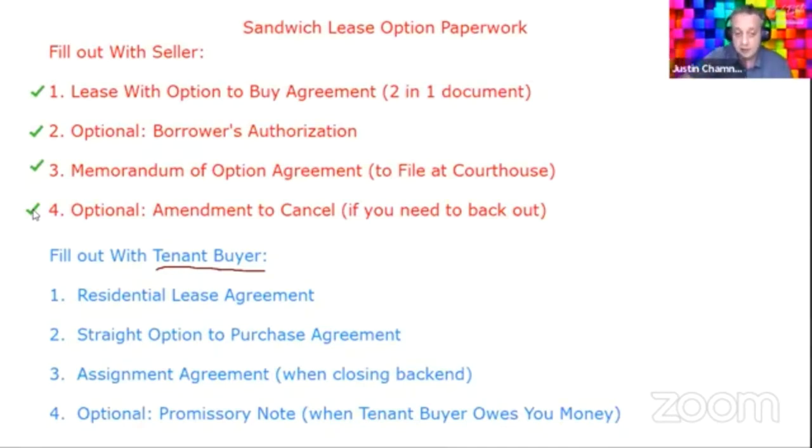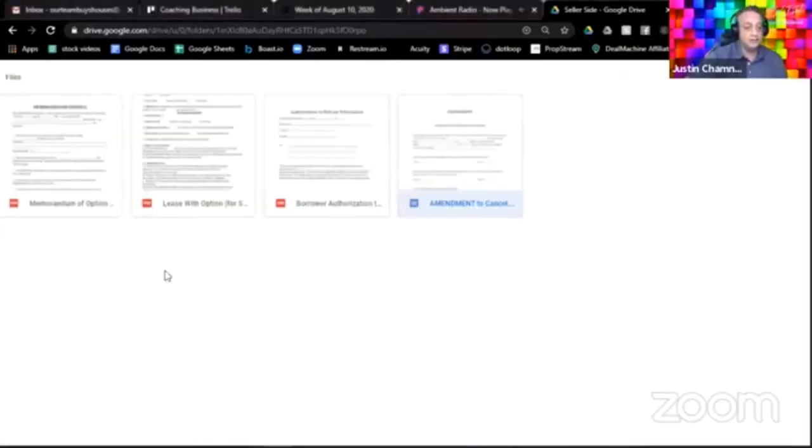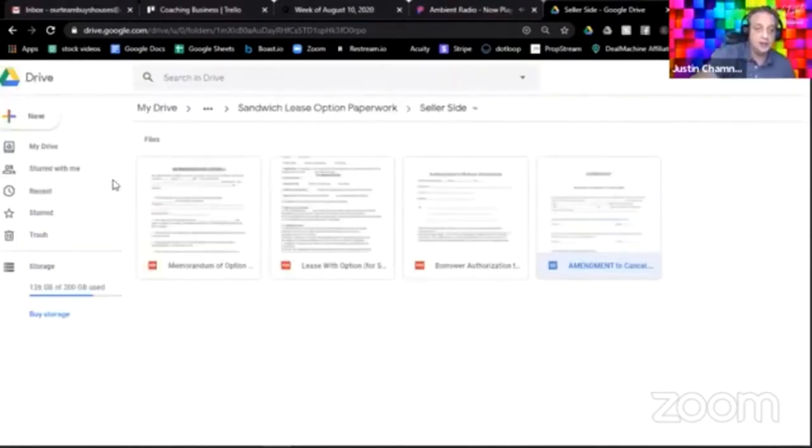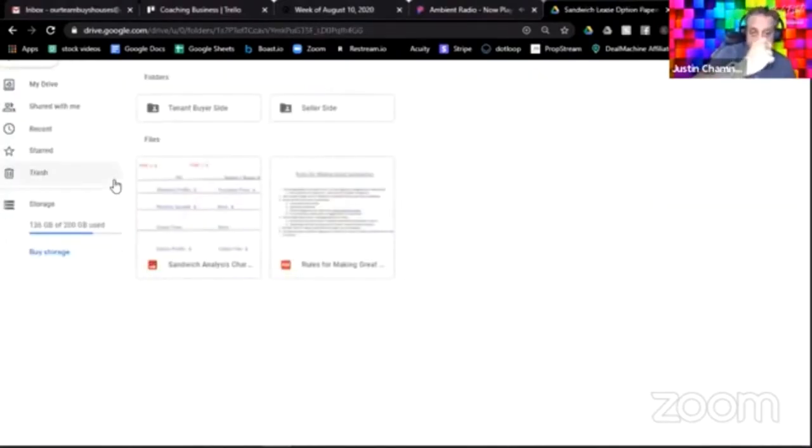Okay, so let's take a look at that folder. And again, like I said, I'm going to share this folder with you so you can have this material, look at it yourself, and make any adjustments you want. Keep the good stuff you like, throw away the stuff you don't want, but let's take a look at the tenant buyer side.